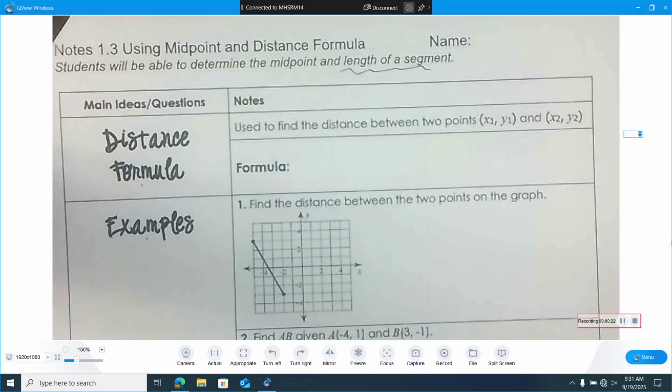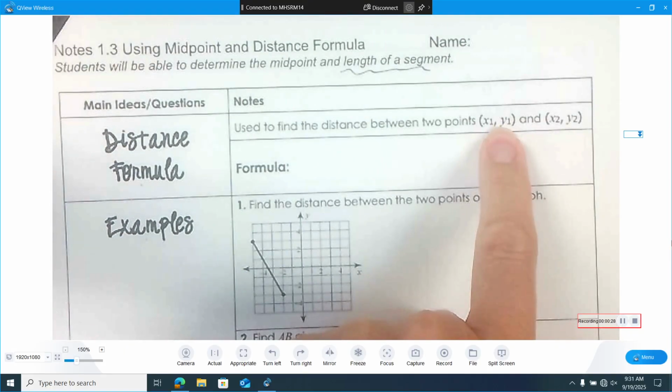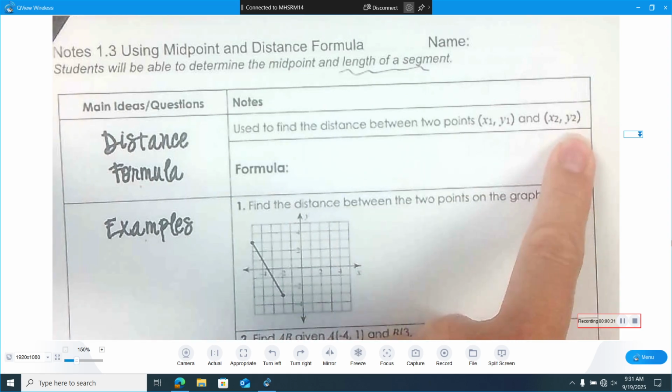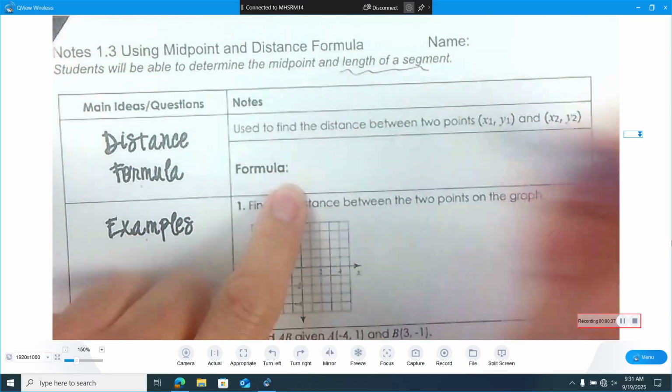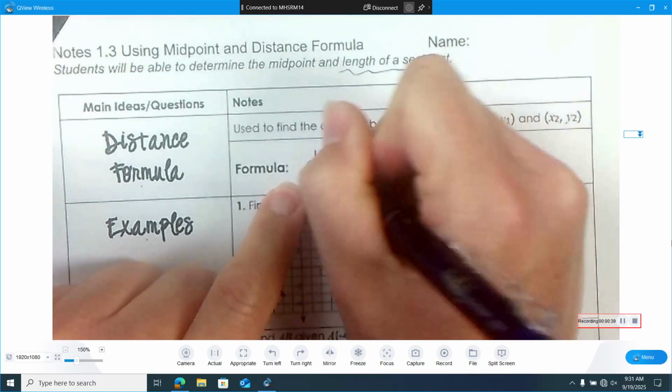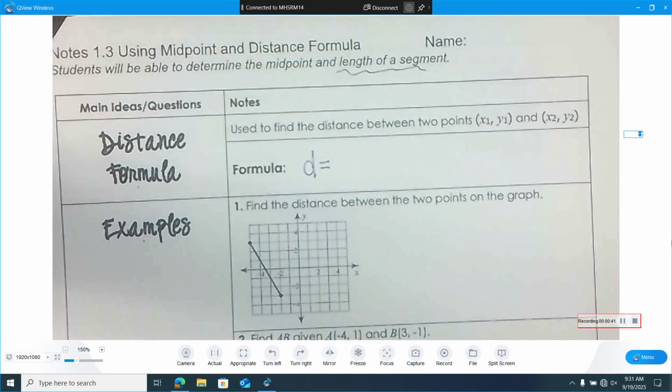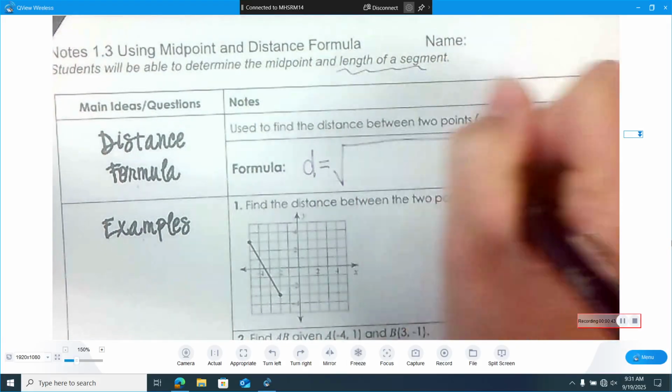If we have a line segment somewhere in space, we have some ordered pairs that we can give it, x1, y1, and x2, y2. And we have a lovely little formula, the distance d, for distance, is equal to a giant square root.